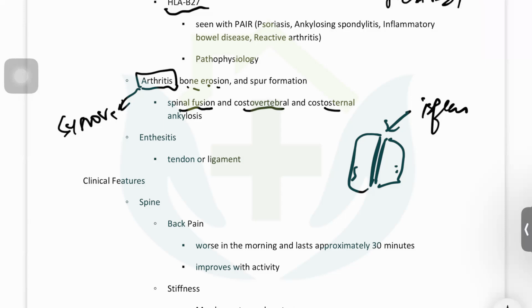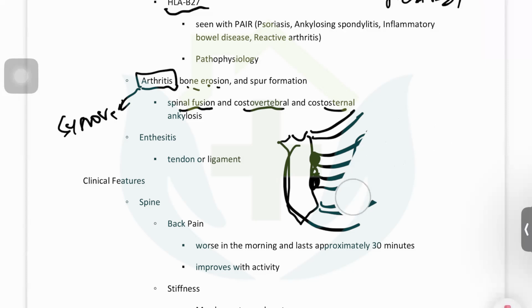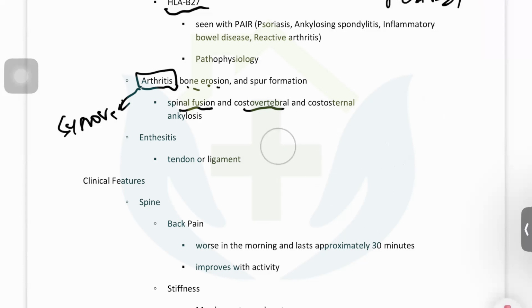Costovertebral, costosternal. Many times you will have people coming to you with pain on the left side of the chest, worried that it could be a cardiac pain, but then it is costochondritis that we keep saying. It could very well be ankylosing spondylitis, because we usually remember sacroiliitis, but we tend to forget that costovertebral and costosternal joints may also be involved, leading to ankylosis.